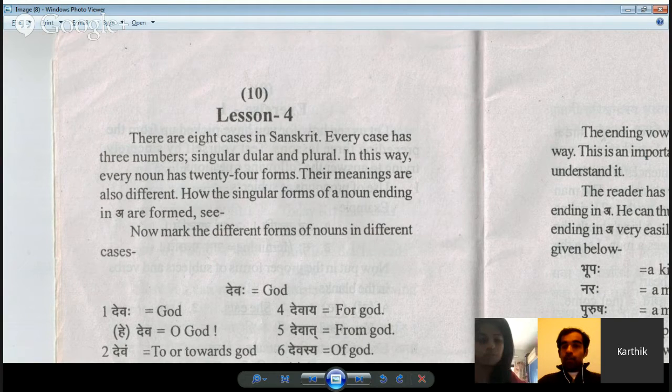We are going to introduce a new concept called the cases. So this is something that we'll have to remember when we are learning Sanskrit, especially if we are used to English, where there aren't many cases. So this is something that we have to learn and understand when it comes to Sanskrit. So what exactly is case?